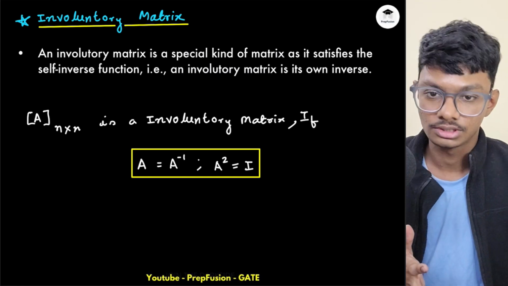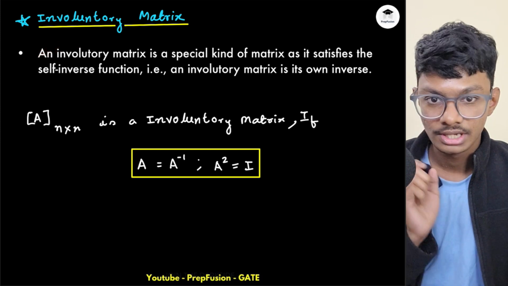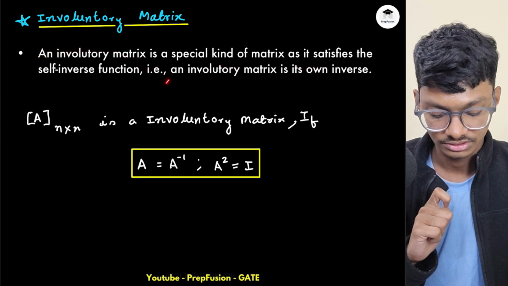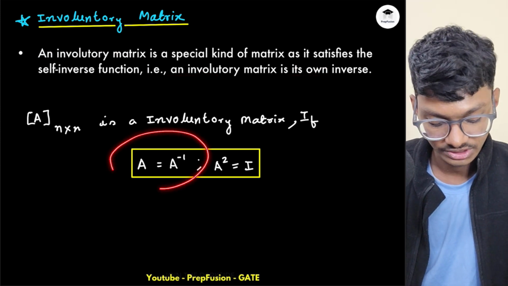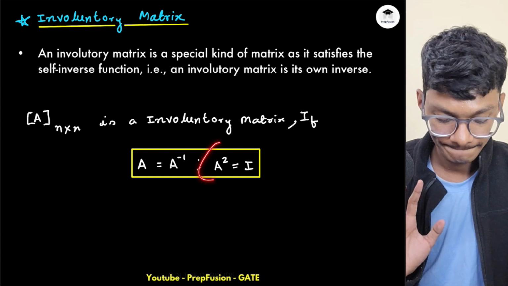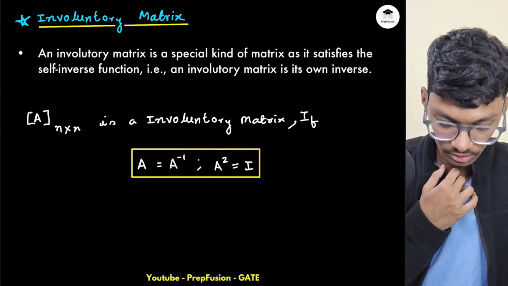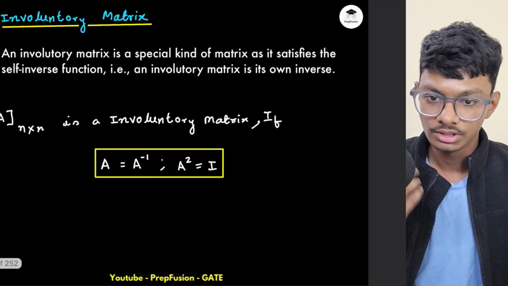And what is the next matrix? The next matrix is the involutory matrix. An involutory matrix is a special kind of matrix as it satisfies the self inverse property. That is, an involutory matrix is its own inverse. Basically a equals a inverse, and we can write a square equals I. So this is the relationship for the involutory matrix.